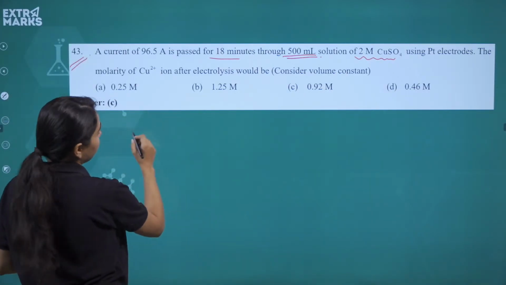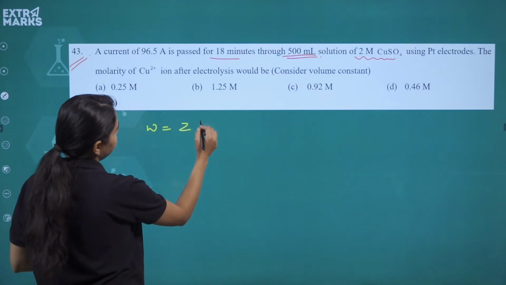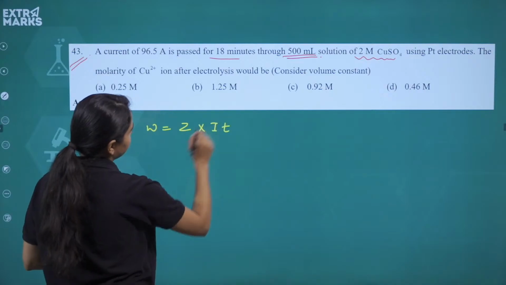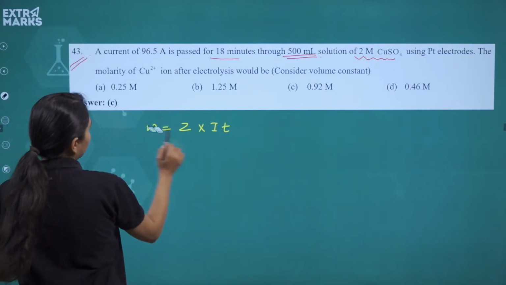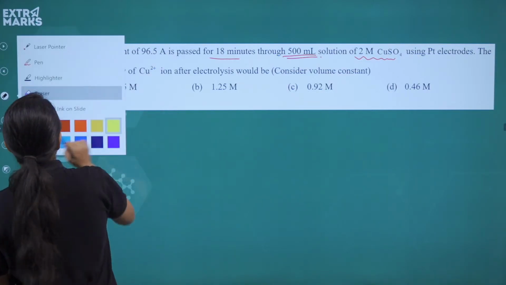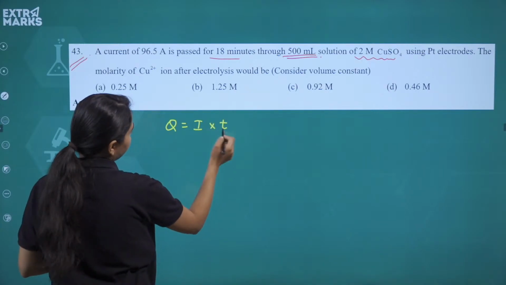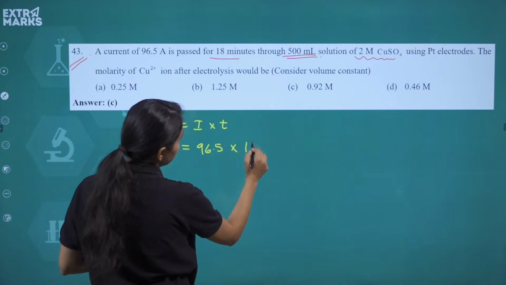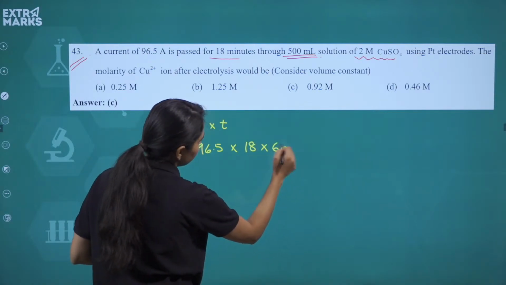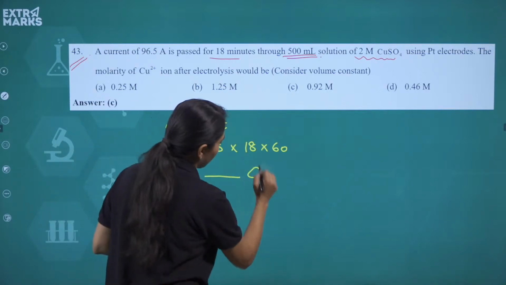We have to find out over here the weight deposited using Faraday's law. So what we are basically having in this case, W is equals to ZIt, right? Now, or charge over here, let's find out the charge, not the weight. We can find out the weight as well if you wish to. Charge is Q equals I into t. Current is over here 96.5, time is 18 minutes, 18 minutes into 60 to convert this into seconds. So over from here you are going to get some charge.